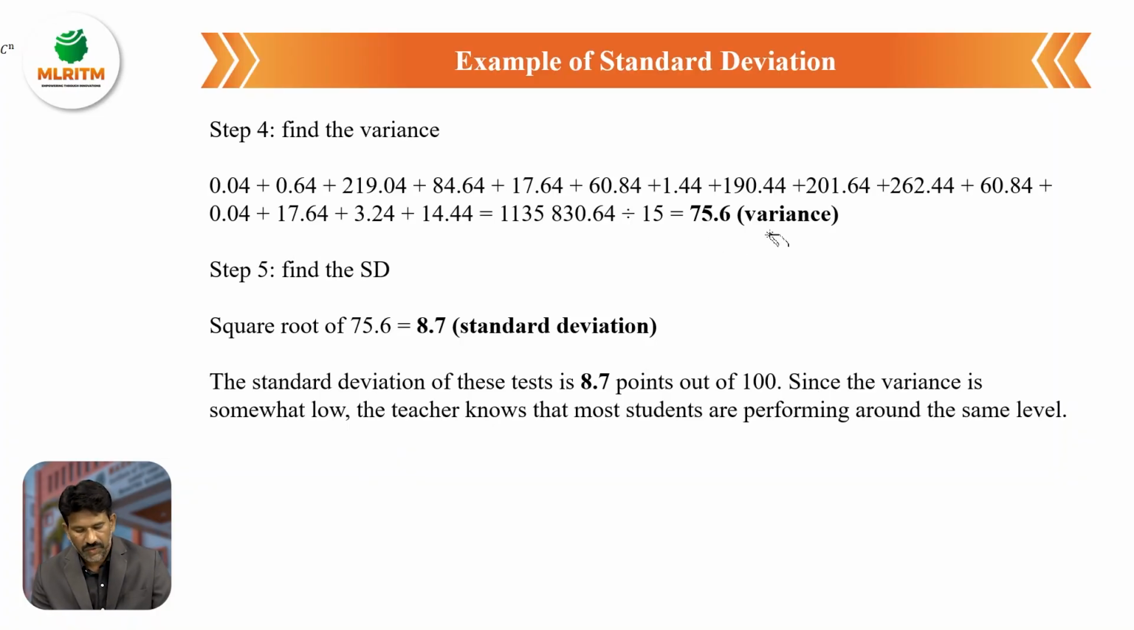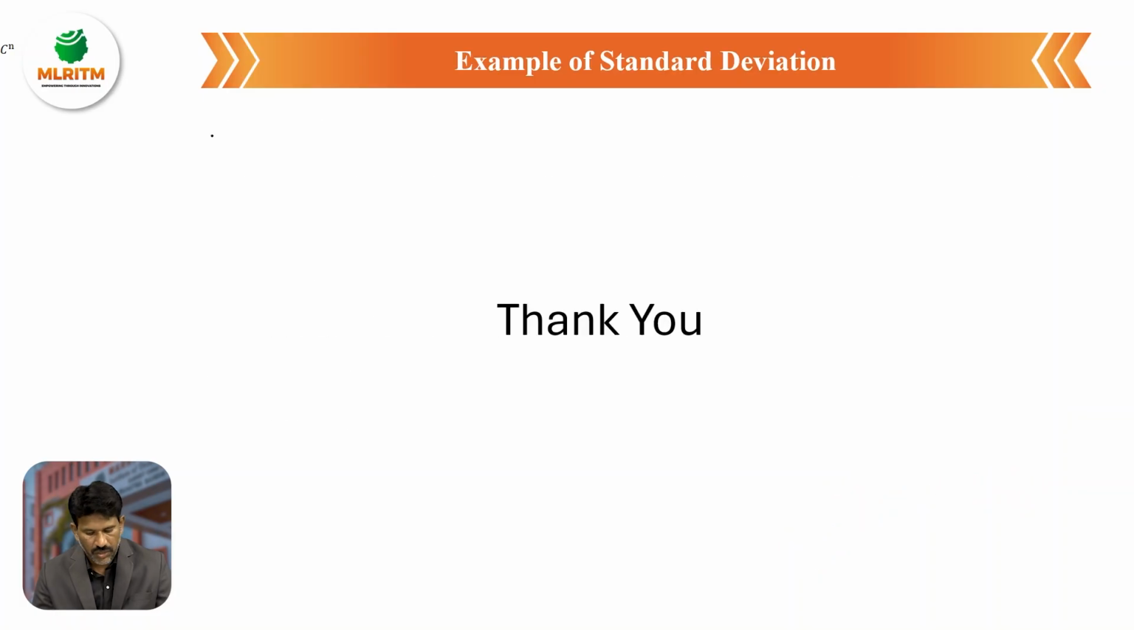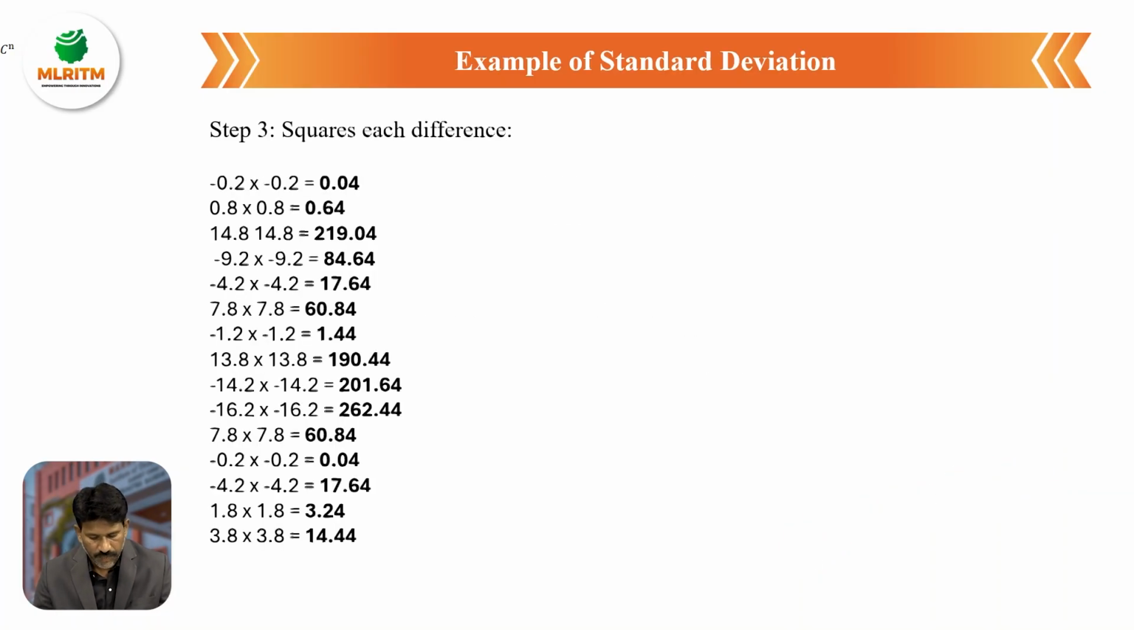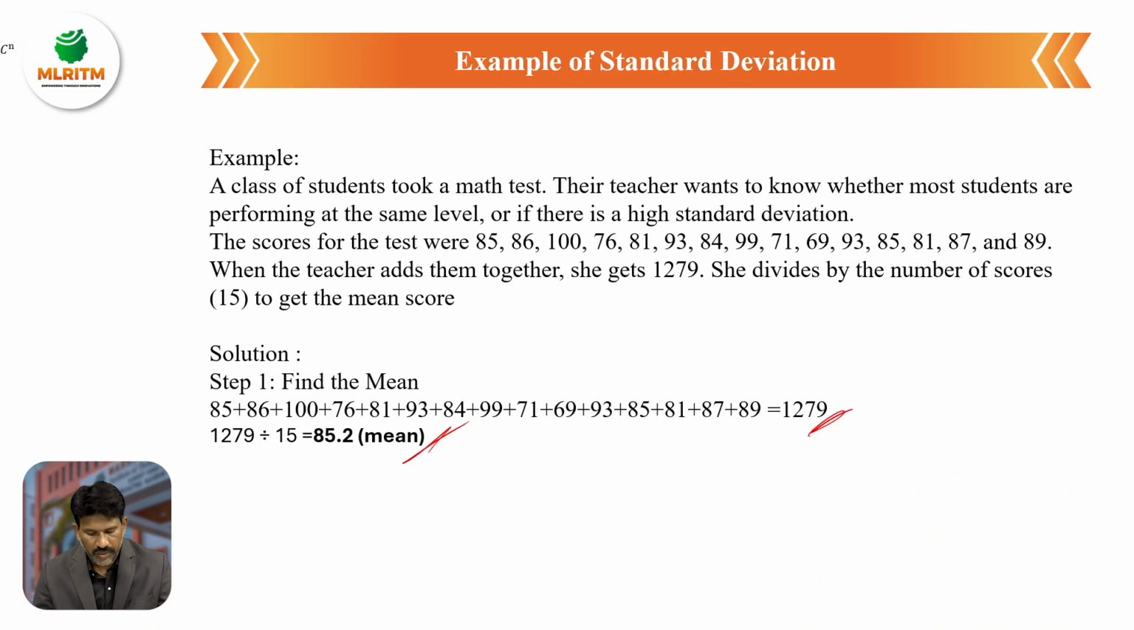Using this 75.2, then find the standard deviation, the SD. This is step 5. To find the standard deviation, you have to take the square root of 75.6, so you'll get 8.7 as the standard deviation. So in this case, 8.7 is the standard deviation for the test scores described in the given data set.